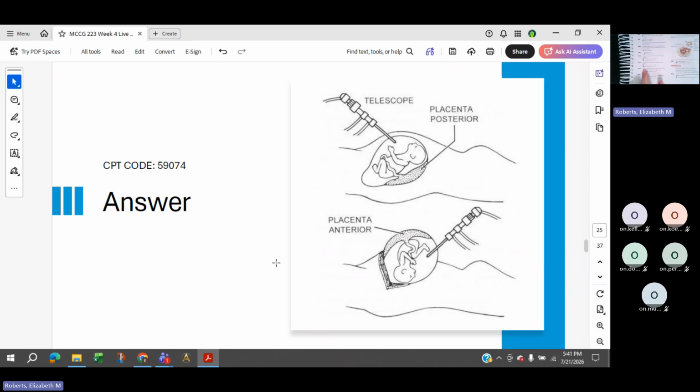59074 is specifically fetal fluid drainage, vesicocentesis, thoracocentesis, paracentesis, including ultrasound guidance. So that's going to be the correct code simply because it's the more accurate description of the procedure that was performed. So yeah, that's me trying to skip around and do an easier job, but that's how it backfires.